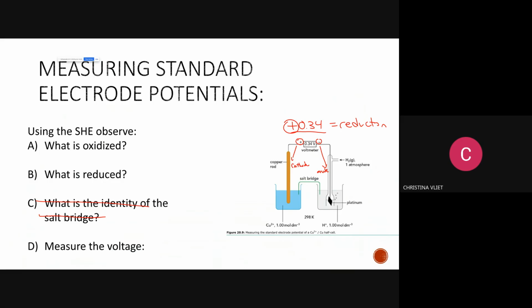Francesca, yes, go ahead. Does the activity series have anything to do with this? Because I'm thinking copper is below hydrogen. It does, sort of, yeah. Because also silver's below hydrogen, and silver's also reduced compared to hydrogen. Yeah, I think you're all saying the same thing. Yes, it is related.